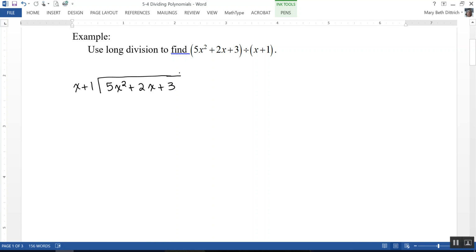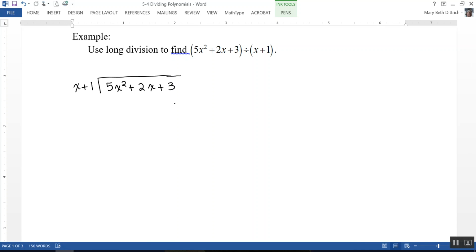Now, one thing you'll notice is that with a polynomial, we don't have place value. We don't have a ones column, a tens column, a hundreds column, and so on. But we do want to keep track of columns. Like here, we will have an x squared column, an x column, and a no x column. So just keep that in mind as we're placing values up top there.